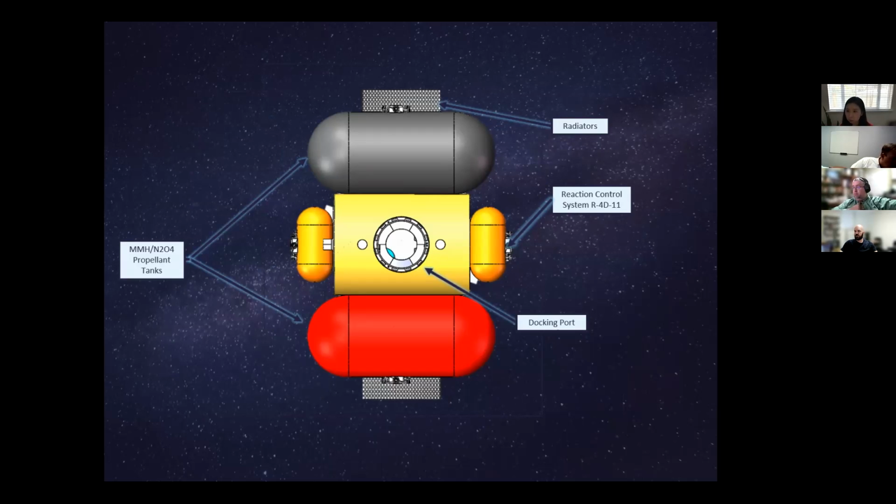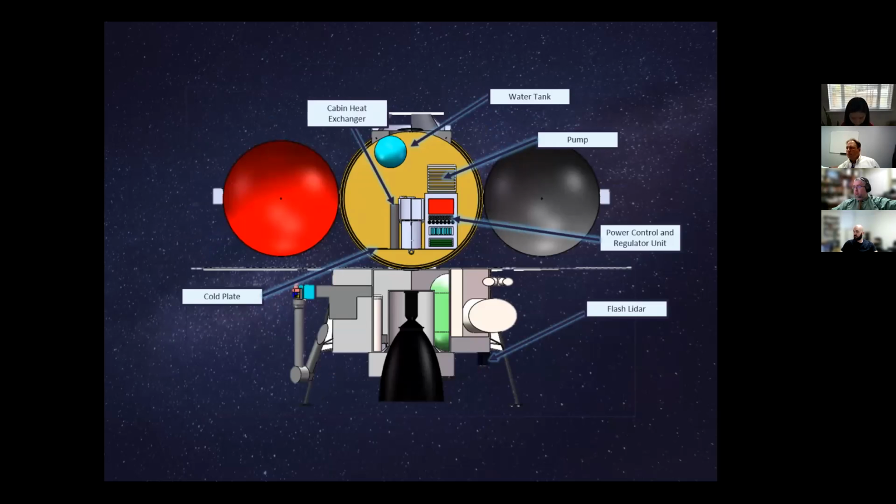Mounted to the exterior of the EEV are the fuel tanks, hydrogen tanks, and radiators. Attached to the fuel tanks is the reaction control system. Next slide. Held within the EEV crew module is pressure. It is pressurized, and here's an example of some of the equipment within it. Some of this equipment includes the pump control system. Next slide.